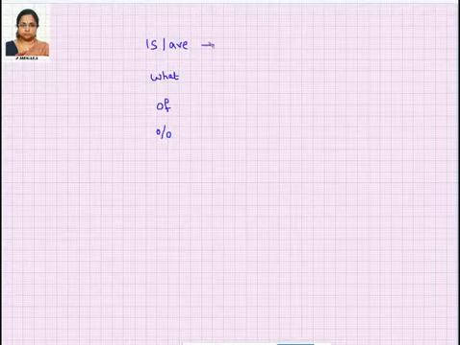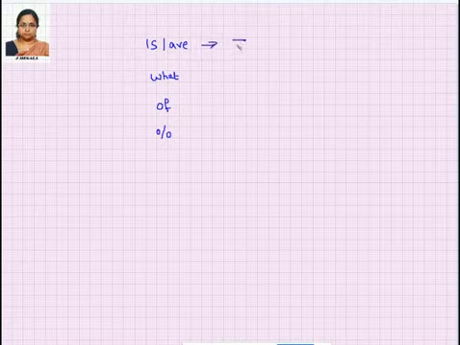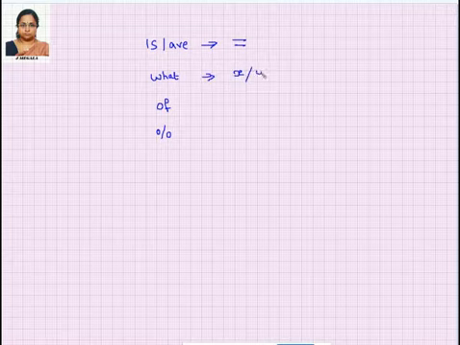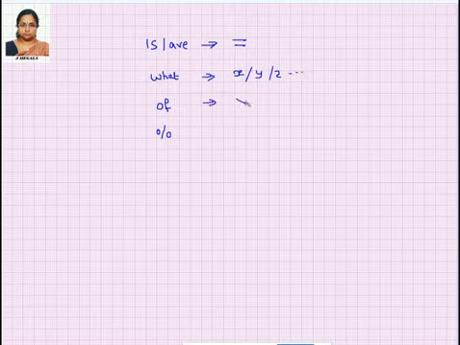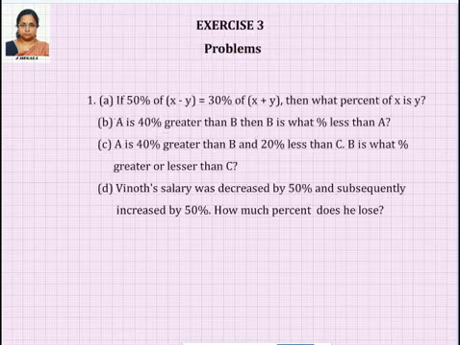Whenever it comes, you need to replace "is" by equal to. "What" is always replaced by some variable, any variable you want. And then "of" is replaced by multiplication. Percentage is replaced by divide by 100. So when you follow this, you will get the formation of an equation from the word problem. It's easy to form in that way if you know how to write it.